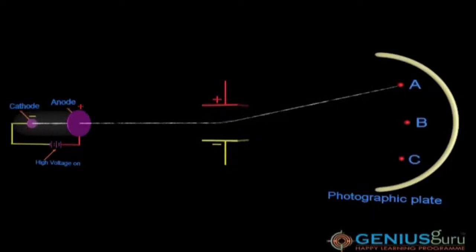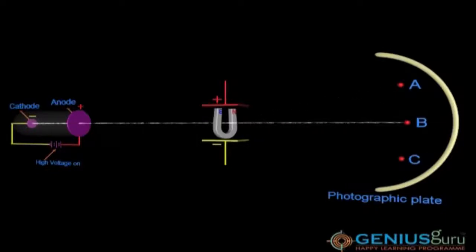When both magnetic and electric fields are off, or when they are balanced so as to cancel each other's effect, the electron once again strikes at point B. Look at this. Here the electric field and magnetic field cancel each other. Once again the cathode rays should strike at the point B.